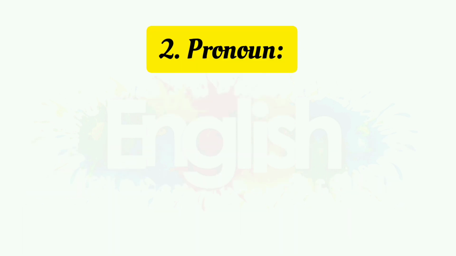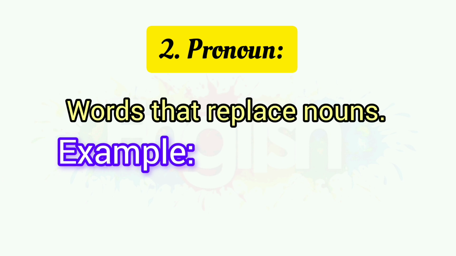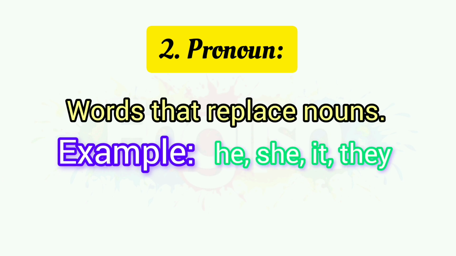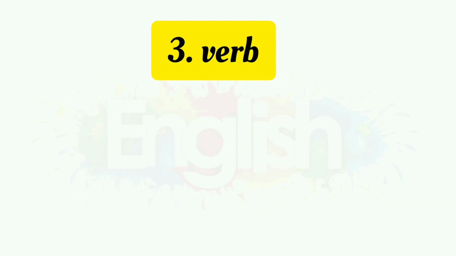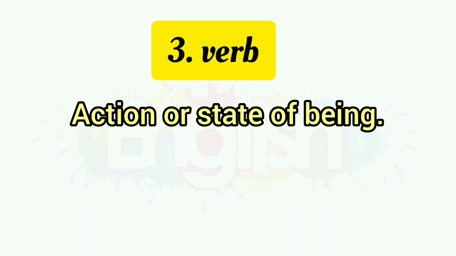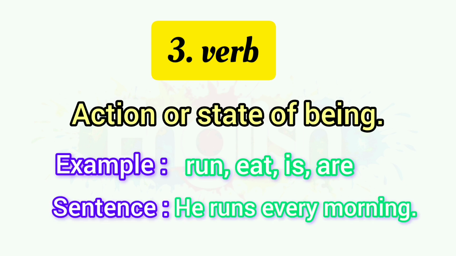2. Pronoun. Words that replace nouns. Example: he, she, it, they. Sentence: She is my friend. 3. Verb: action or state of being. Example: run, eat, is, are. Sentence: He runs every morning.